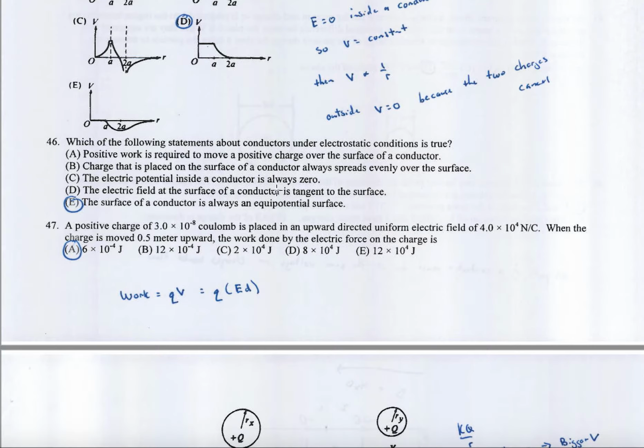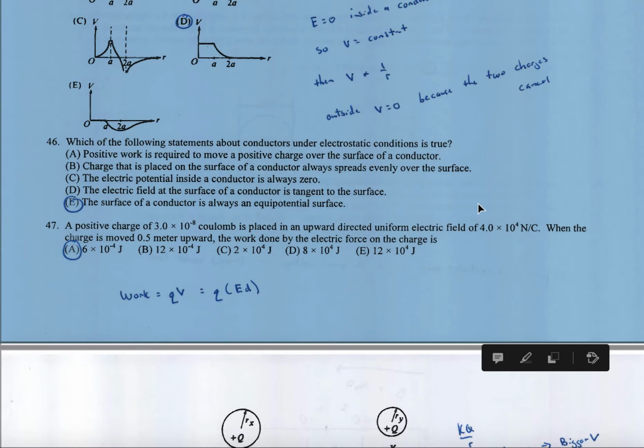Which of the following statements about the conductors? Okay, we already went over this. The surface of a conductor has to be an equipotential. If you're telling me that you have a conductor and somehow one part was at 10 volts and one part was at 6 volts, well, then there would be the flow of charge on that conductor from the 10 to the 6, and that's just not true. The surface of a conductor has to be an equipotential surface.